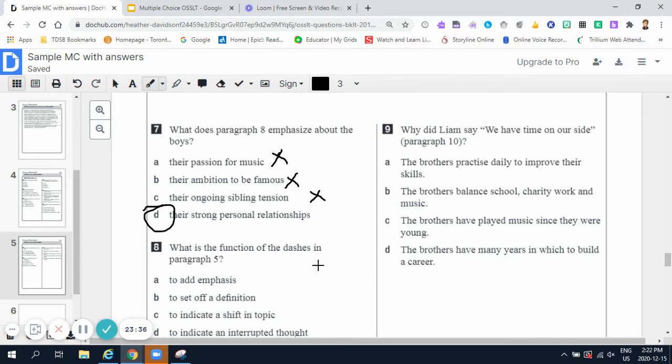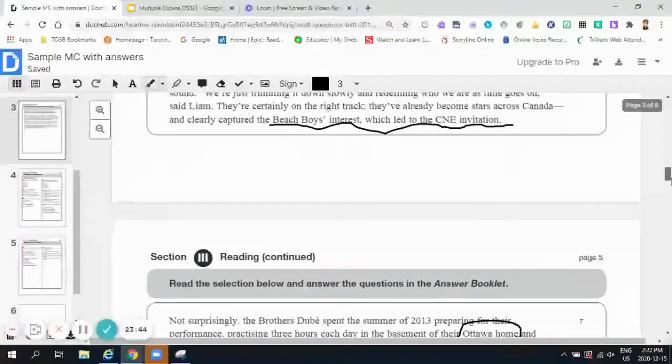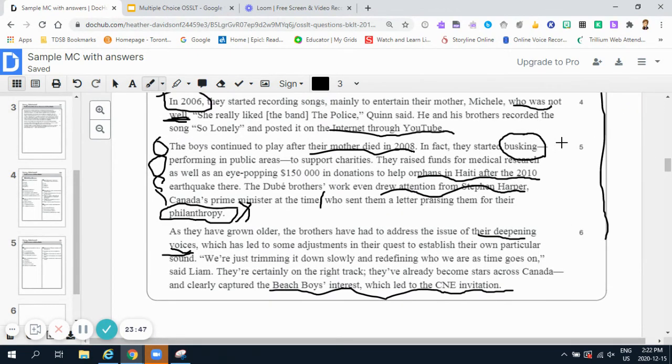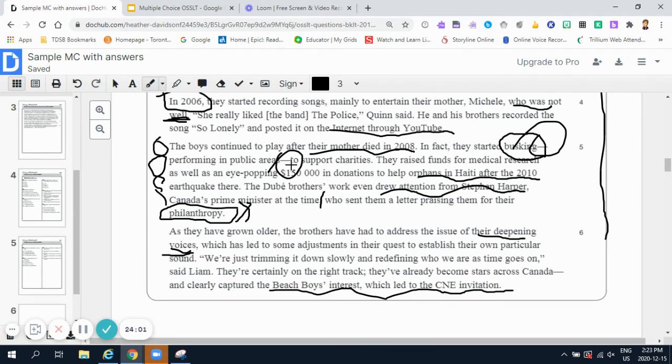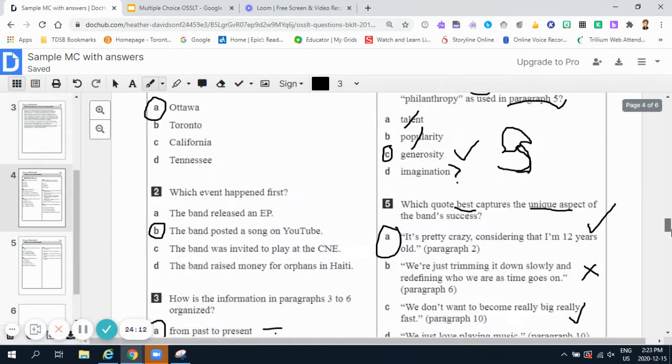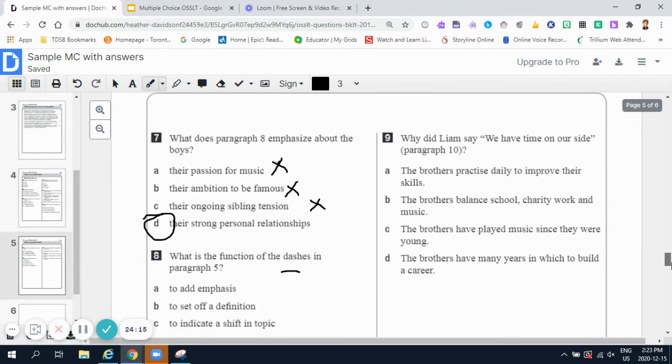What's the function of the dashes in paragraph 5? So a dash is this little sign, but if I go back to paragraph 5, I'm going to look at what they are. So I've got this dash here, and I've got this dash here. So the boys continued to play after their mother died in 2008. In fact, they started busking, performing in public areas to support charities. If I look at those dashes, what it's doing is it's explaining the word busking. So the dashes are there to help define the word busking. So I'm answering that question before I see the choices.